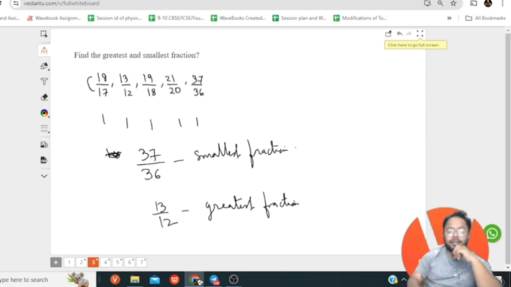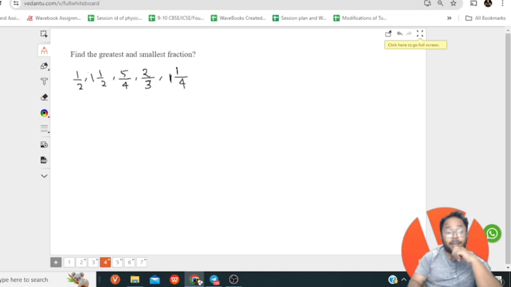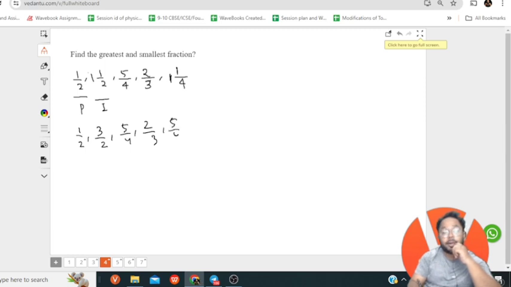Okay, so let's see the third case. What if we have some other sort of fraction? We have the first one as proper, then we have a mixed fraction. A mixed fraction we can convert into improper, right? So 1 and 1 by 2: 2 times 1 is 2, plus 1, it becomes 3 by 2. Then it's 5 by 4, then 2 by 3, and again 4 ones are 4 and 1, 5 by 4. Now we have a mix of proper and improper fractions. So how will we find the greatest and smallest?